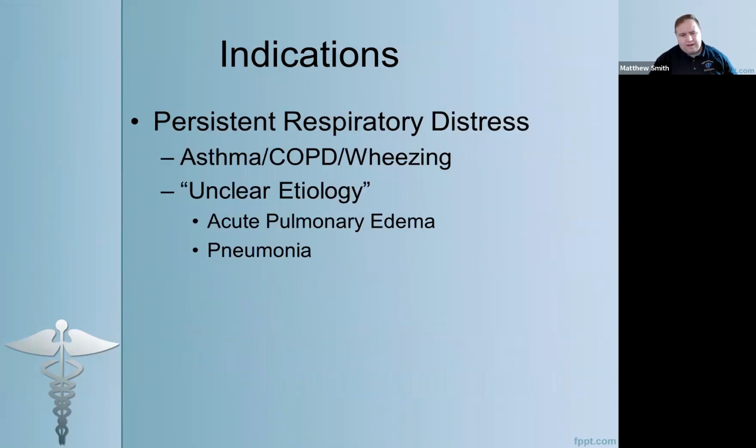The second broad category is persistent respiratory distress of unclear etiology. We're going to talk about what they're specifically referring to there in a minute. Actually, they don't really specifically refer to anything. They're very oblique about it, but I'll break it down for you and make sure you understand what it is that they're indirectly getting at.